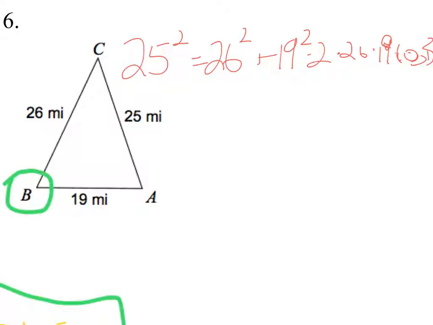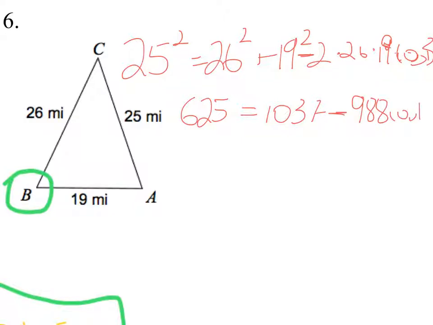Okay, 25 squared is going to be 625. 26 squared plus 19 squared, we've got 1,037, minus 26 times 19 times 2, 988, cosine of B.